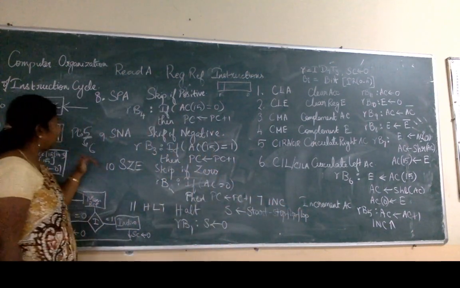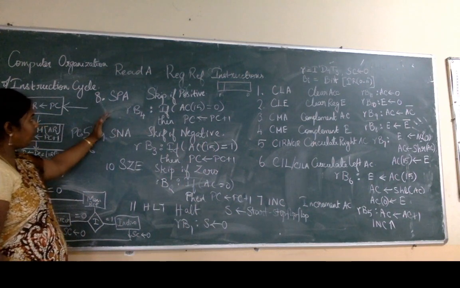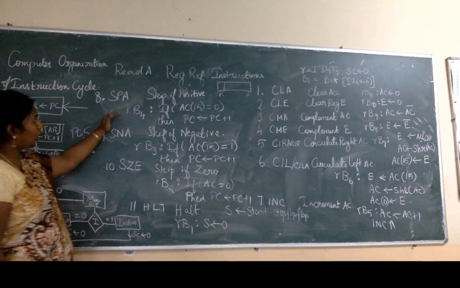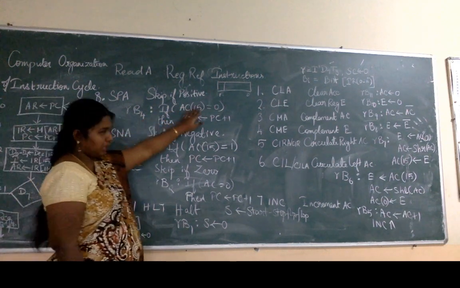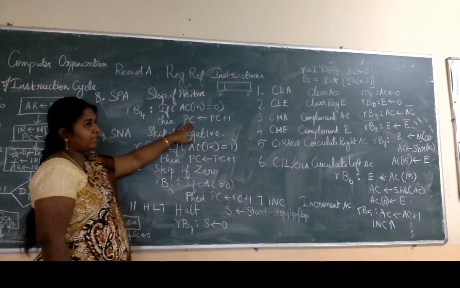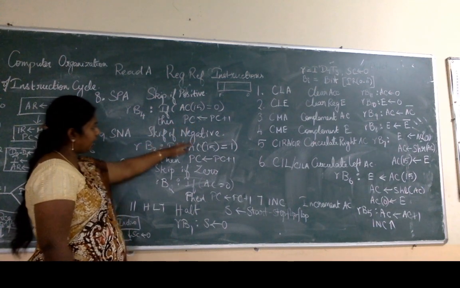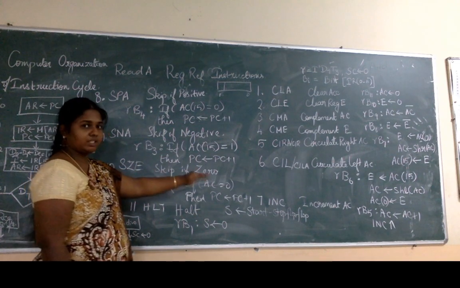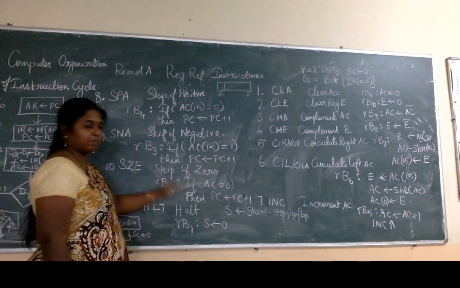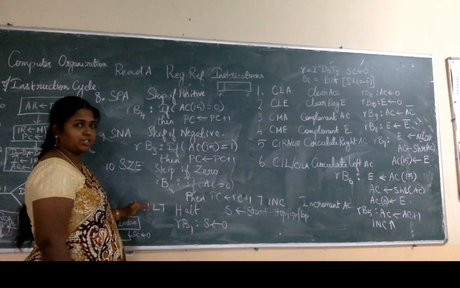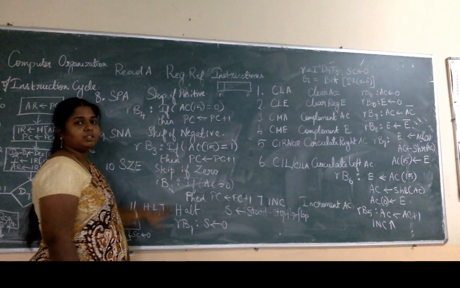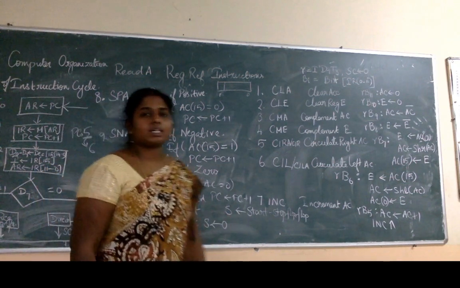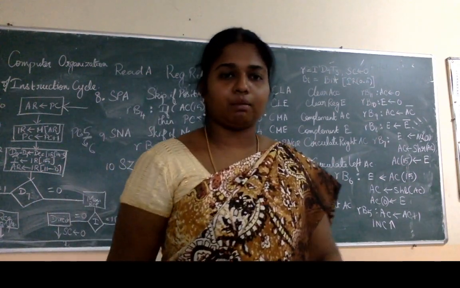Then we saw 3 different skip operations. All of them take the accumulator as the input or the operand. So they check the value of the accumulator. If it's positive, one instruction is skipped. If it is negative, one instruction is skipped. The next one is if the accumulator's content is 0, one instruction is skipped. The last register reference instruction is the halt operation. The halt operation is done by resetting the start-stop flip-flop, which is indicated by S.